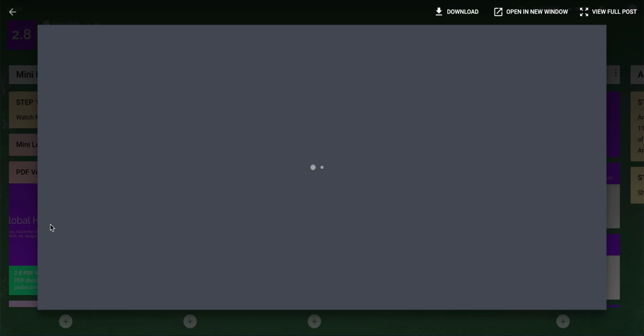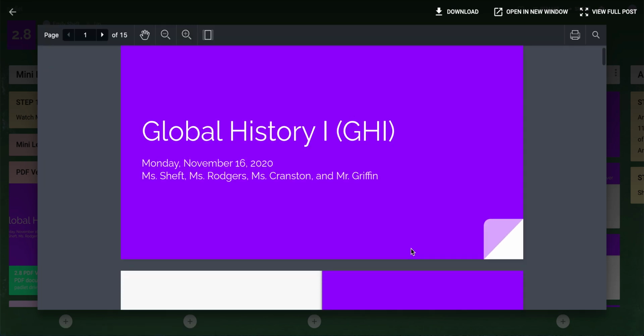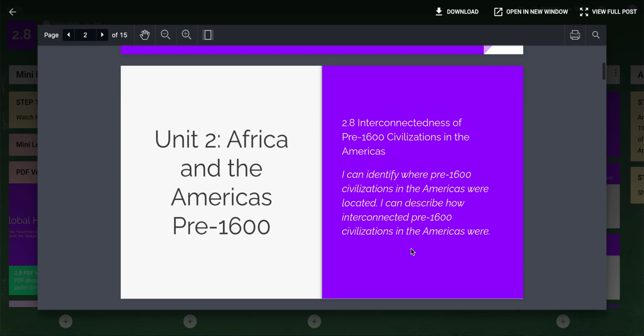It is Monday, November 16th, 2020. We are on our 8th lesson of Unit 2, where we're going to look at the interconnectedness of the pre-1600 civilizations in the Americas. And our lesson objectives today are: I can identify where pre-1600 civilizations in the Americas were located, and I can describe how interconnected pre-1600 civilizations in the Americas were.